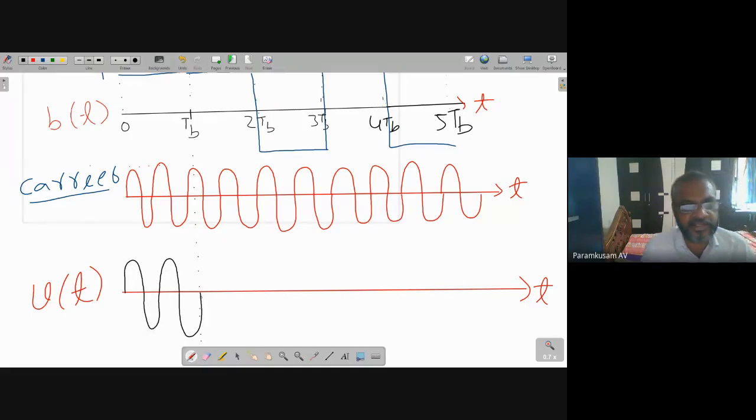Next, from TB to 2TB, again b of t is equal to logic 1. When b of t is equal to logic 1, v of t is plus cos omega naught t. Neglect the amplitude root 2 ps, whatever it may be; here the amplitude is root 2 ps. Again cos omega naught t. You draw the cos omega naught t.